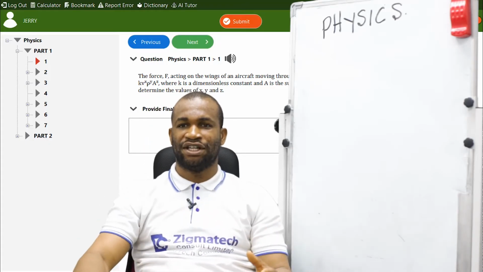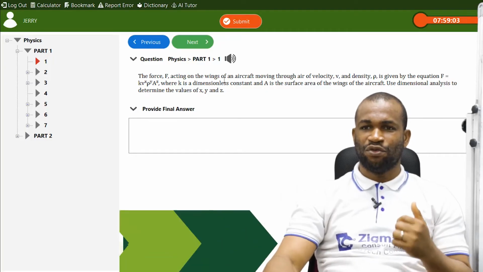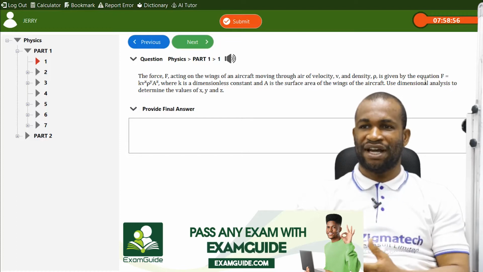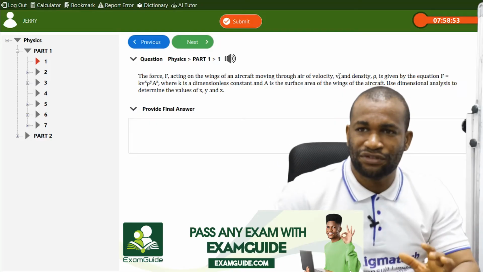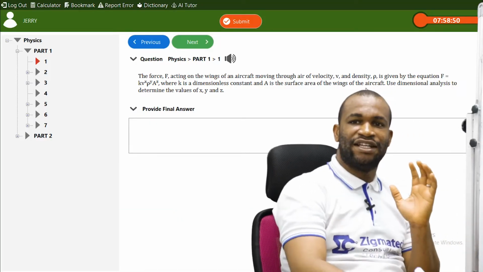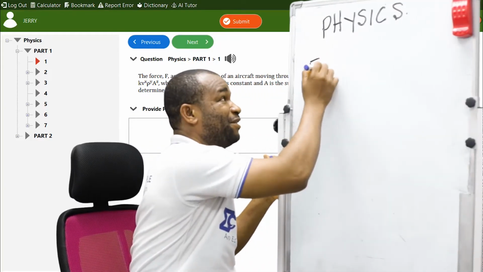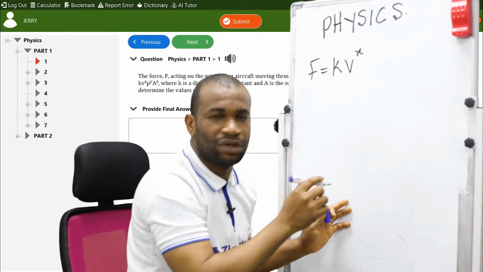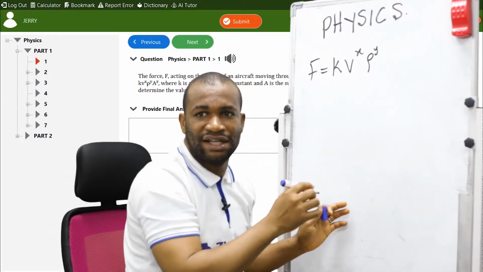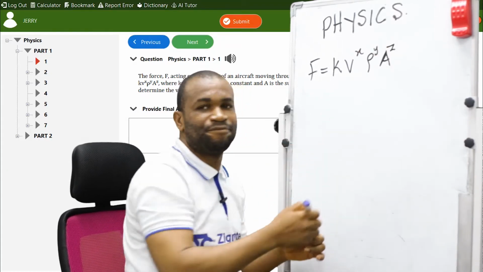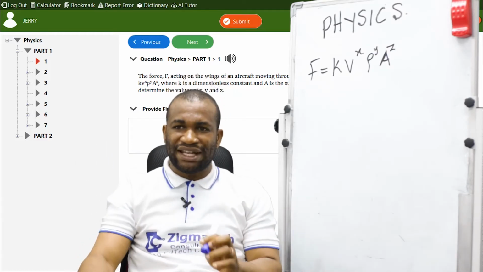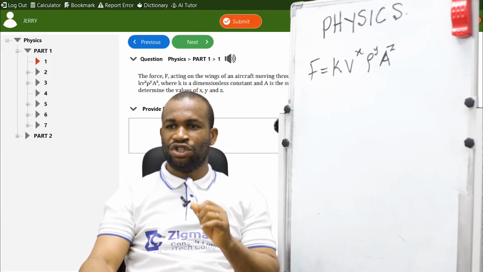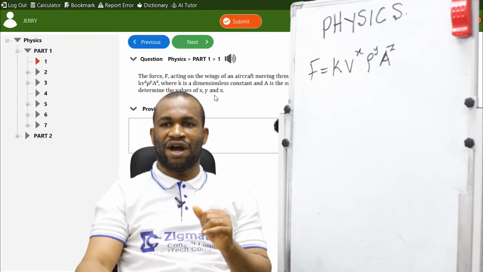And I have the first question here. We said the force F acting on the wings of an aircraft moving through air of velocity v and density rho is given by the equation F is equal to K v power X, rho, which is density, raised to power Y, and A raised to power Z, where K is the dimensionless constant and A is the surface area of the wing of the aircraft. Use dimension analysis to determine the value of X, Y, and Z.